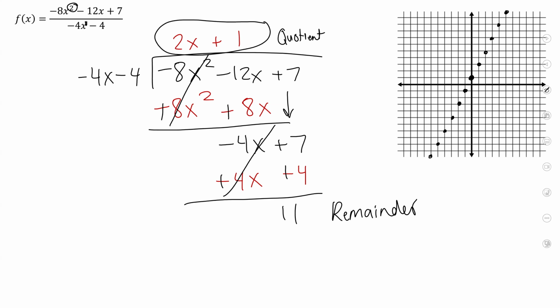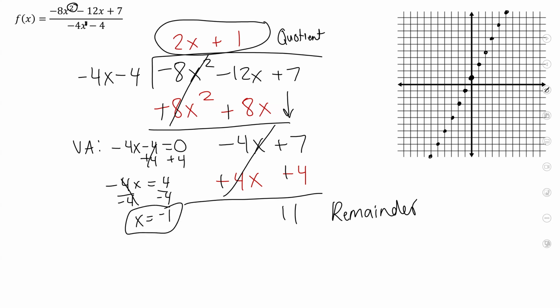Okay. How do I find the vertical asymptote? Yep, set the denominator equal to 0. So this is my denominator. If I set it equal to 0, I can add 4, and I'll get -4x equals 4. Divide, x is -1. Okay, so it's also not going to touch this line.